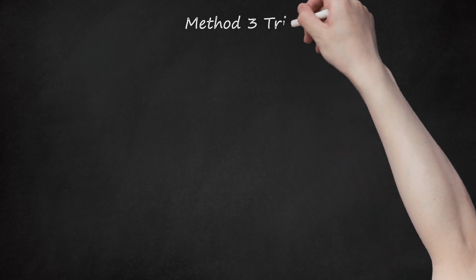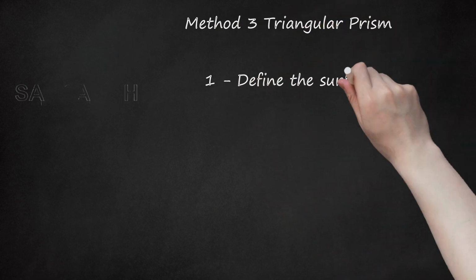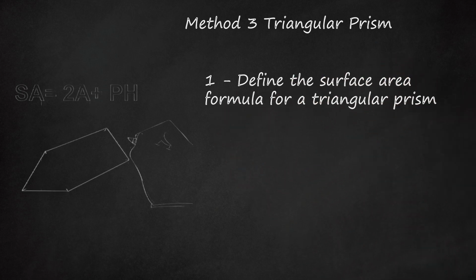Method 3: Triangular prism. 1. Define the surface area formula for a triangular prism. A triangular prism has two identical triangular sides and three rectangular faces. To find the surface area, you must calculate the area of all of the sides and add them together.